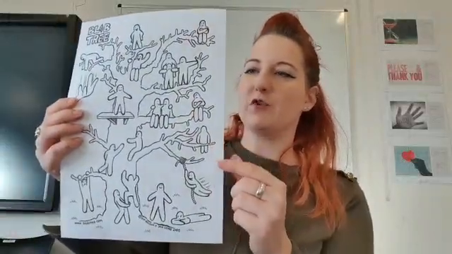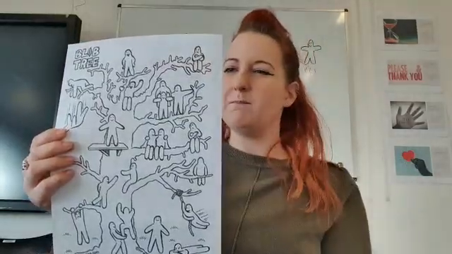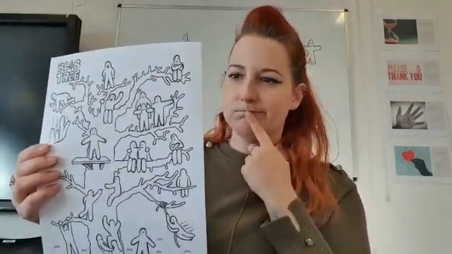Have a look at your blob tree. Number 1. Have a look at the top of the tree, the blob just standing there. What emotion do you think that blob is feeling? Question 2. Why do you think that blob is feeling that emotion?